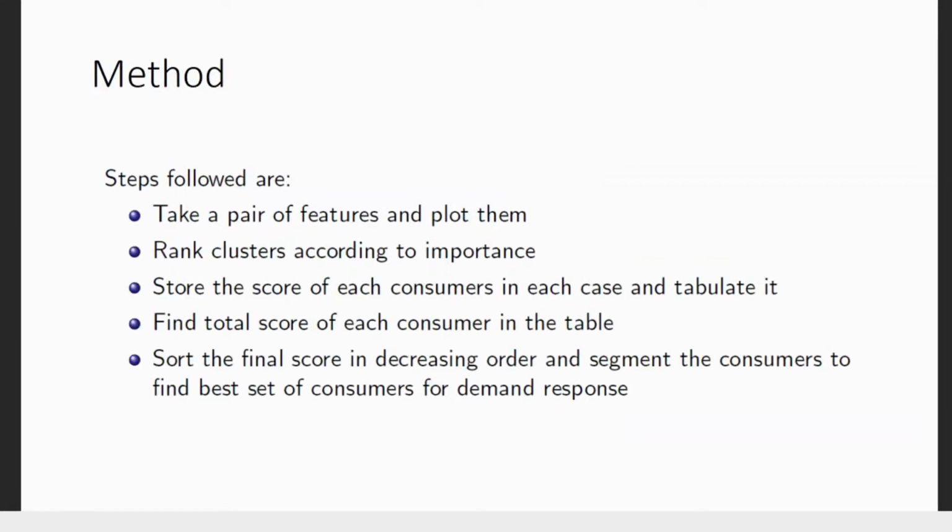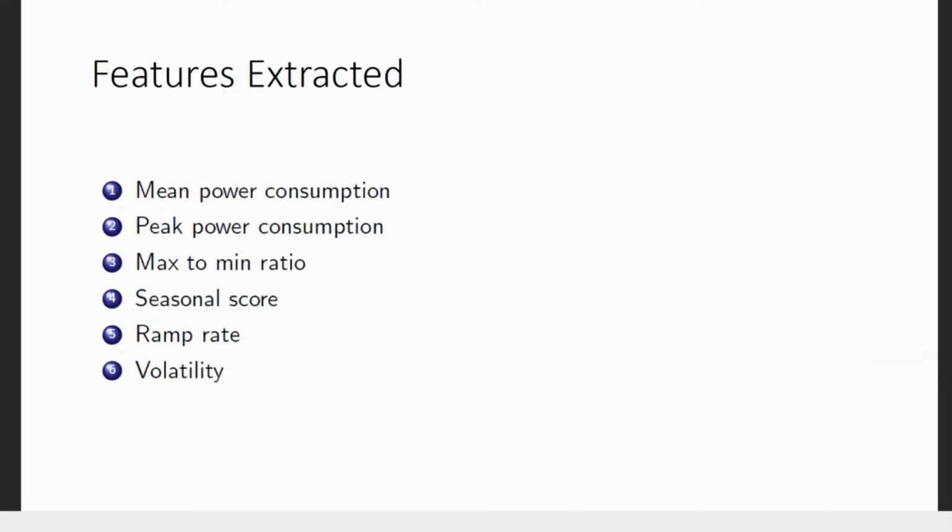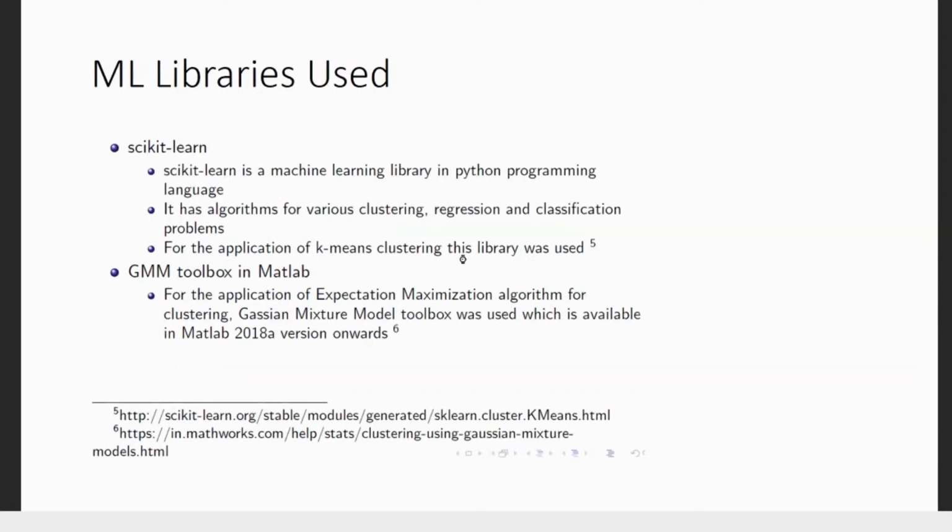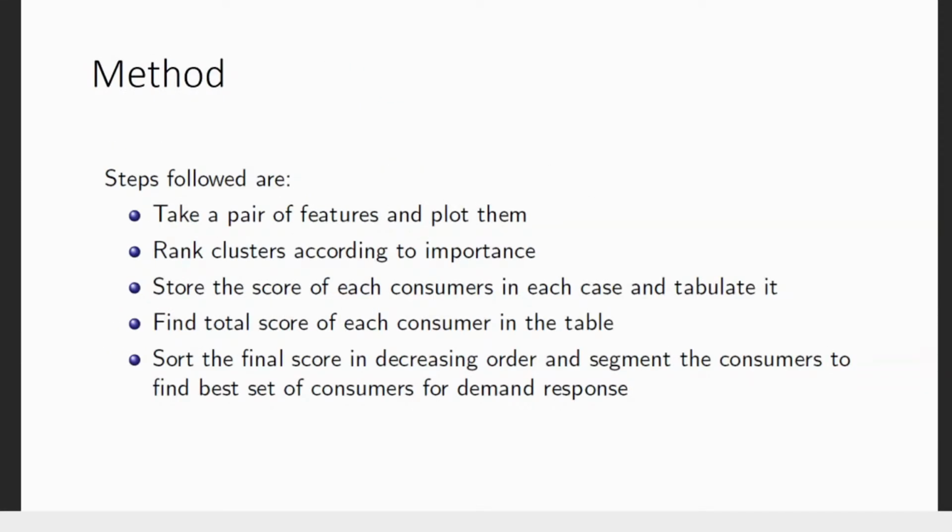So the idea is that once we have taken the different features, as I said, we can take different features. For example, we can take mean power consumption and max to mean ratio, or mean power consumption and peak power consumption. We can take two features at a time, and then we can just plot for each customer. Based on the plotting, we can rank the clusters according to their importance.